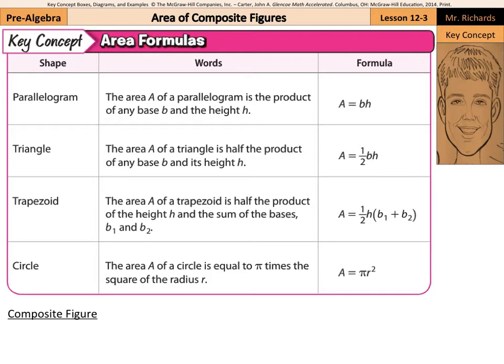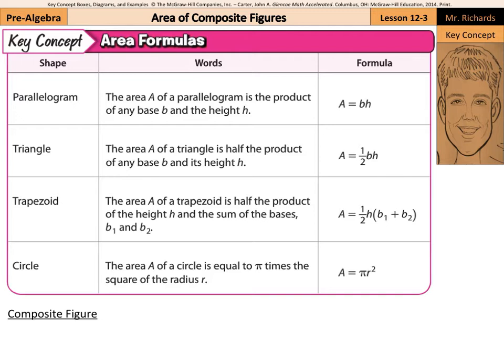In our key concept box, we have area formulas. These formulas will be used today as we find the area of composite figures. So we have the parallelogram, area equals base times height; the triangle, area equals 1/2 base times height; trapezoids, area equals half the height times the sum of the bases; and circles, area equals pi r squared.